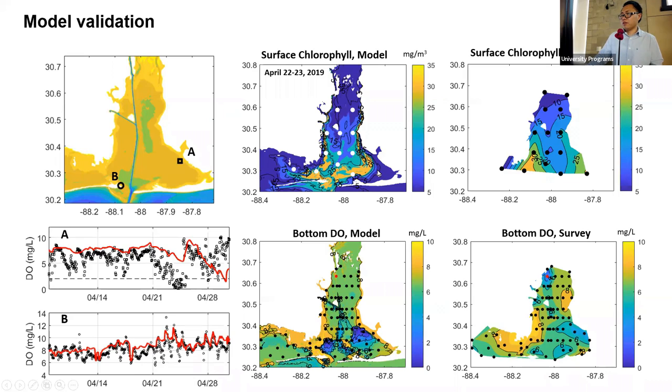We can see the model captures some algae blooms in the lower part of the bay. And also for the low oxygen, we see some low oxygen zones in the model corresponding to our observed patterns over here.